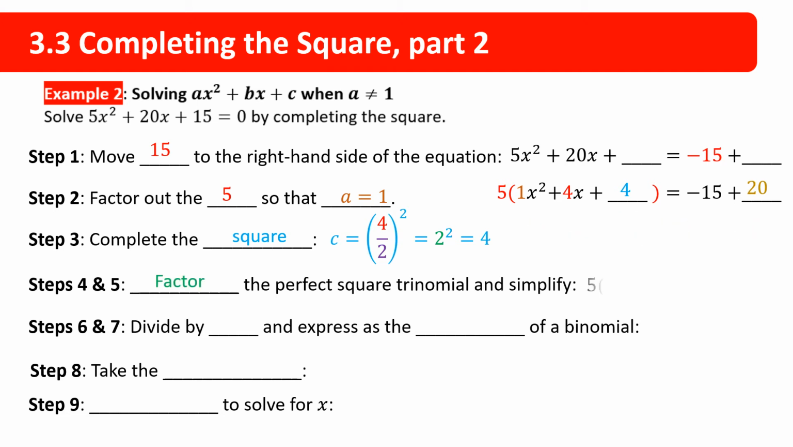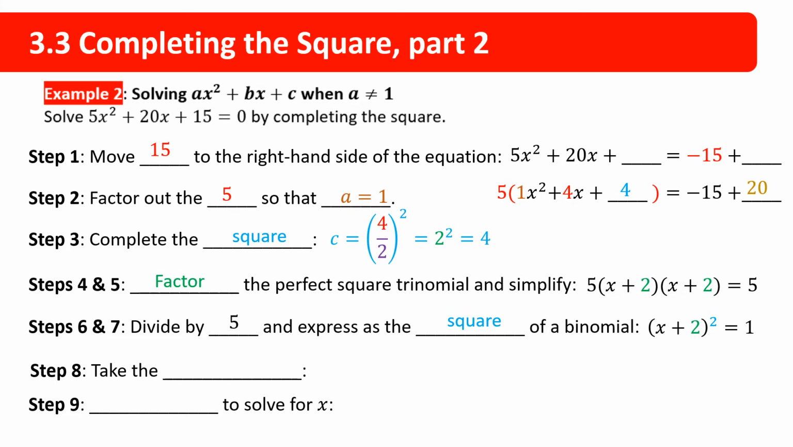For steps 4 and 5, we want to be able to factor that perfect square trinomial, and so we should get x plus 2 and x plus 2. We still have the 5 on the outside, and on the right-hand side we had negative 15 plus 20, so that simplifies to 5. If you notice that we have a 5 on both sides of the equation, it would make some sense at this point in step 6 to divide by 5 and express the square of a binomial, so we can write x plus 2 squared equals 1.